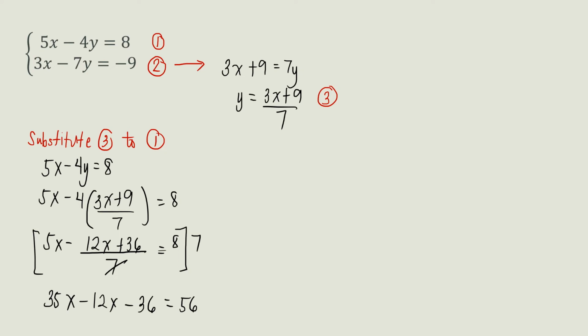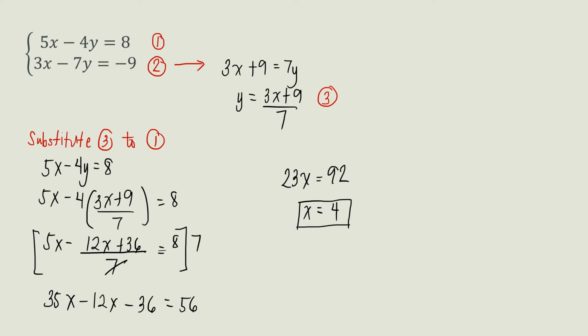Let's combine like terms. 35x minus 12x is 23x. Then let's transpose negative 36 to the other side. That would be 56 plus 36, that is 92. Divide both sides by 23, so you will have 92 divided by 23, and that is equal to 4. So we got the value of your x, which is 4.